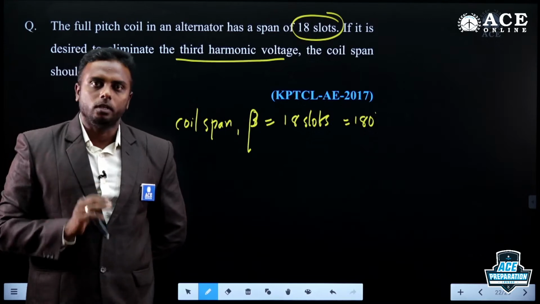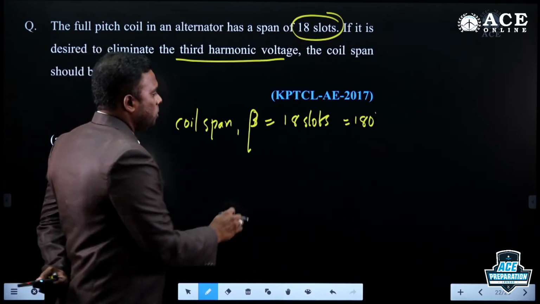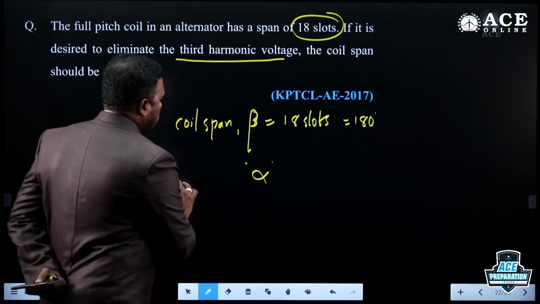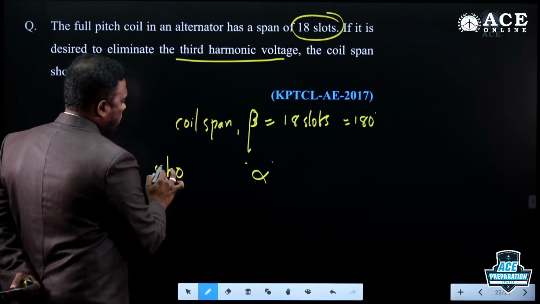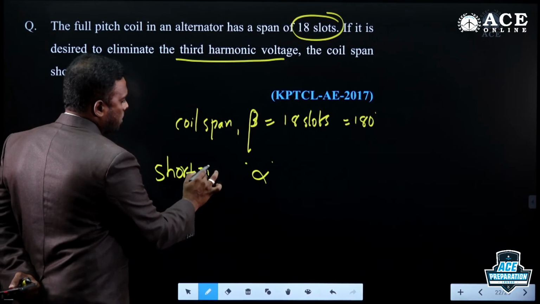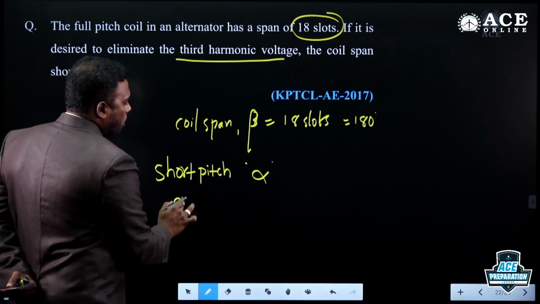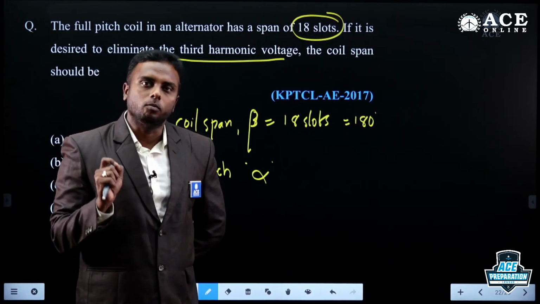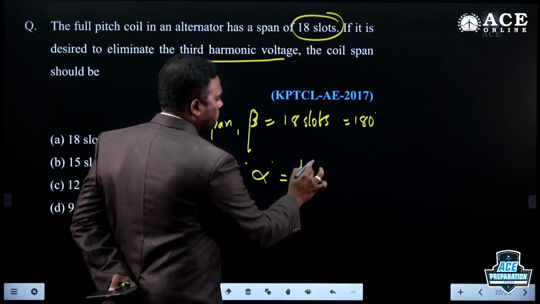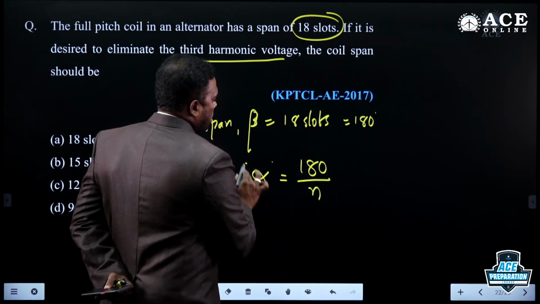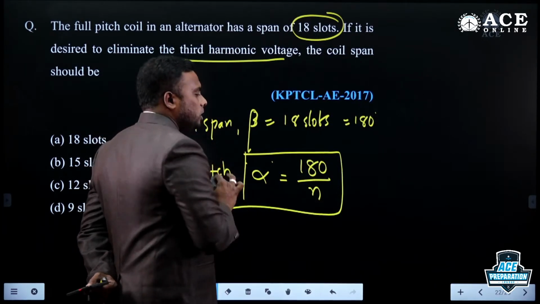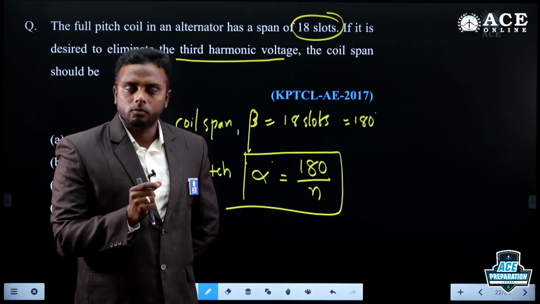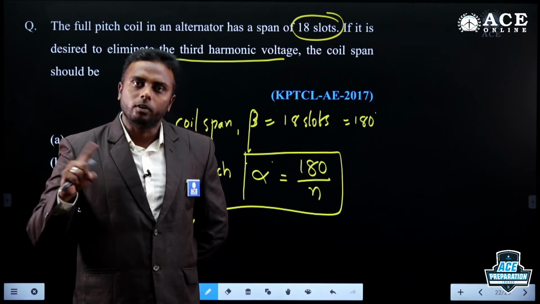So this is a short pitch coil. In short pitch winding, we use one letter, alpha, called the short pitch angle or chorded angle. We need to short pitch the coil by some angle. How much? We have the formula for this, that is 180 by n, the formula for eliminating any harmonic. If you want to eliminate the fifth harmonic, 180 by 5. If you want to eliminate the seventh harmonic, 180 by 7.